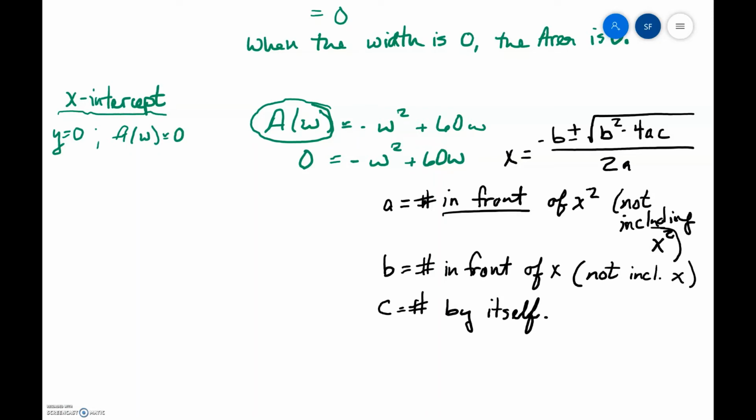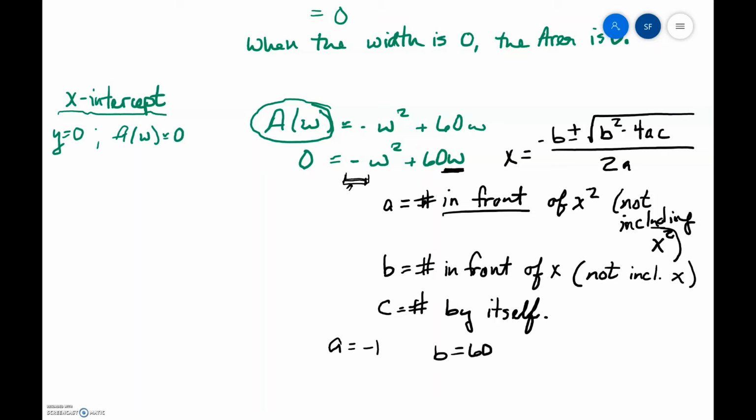So in this problem, again, we don't have x's, we have w's. And so A is the number in front of my w squared. So what number is in front of the w squared? Well, I see this negative here, and so that represents a -1. So in my case, A is a -1. My B is the number in front of x, but I don't have an x, I have a w, so it's the number in front of the w, which would be 60.